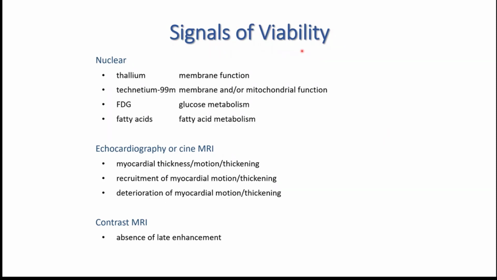So what are those signals for viability? Well, with a nuclear technique, there's a number you can use. Thallium looks at membrane function, technetium looks at membrane or mitochondrial function. FDG looks at glucose metabolism. There's also fatty acid metabolism. And actually FDG by PET has, by some people, been said to be the gold standard for myocardial viability. I'm not a fan of that particular term, but there is no doubt that it is pretty good at telling you if there are cells that are alive. I won't cover this because I know that Igel and Bobby will.